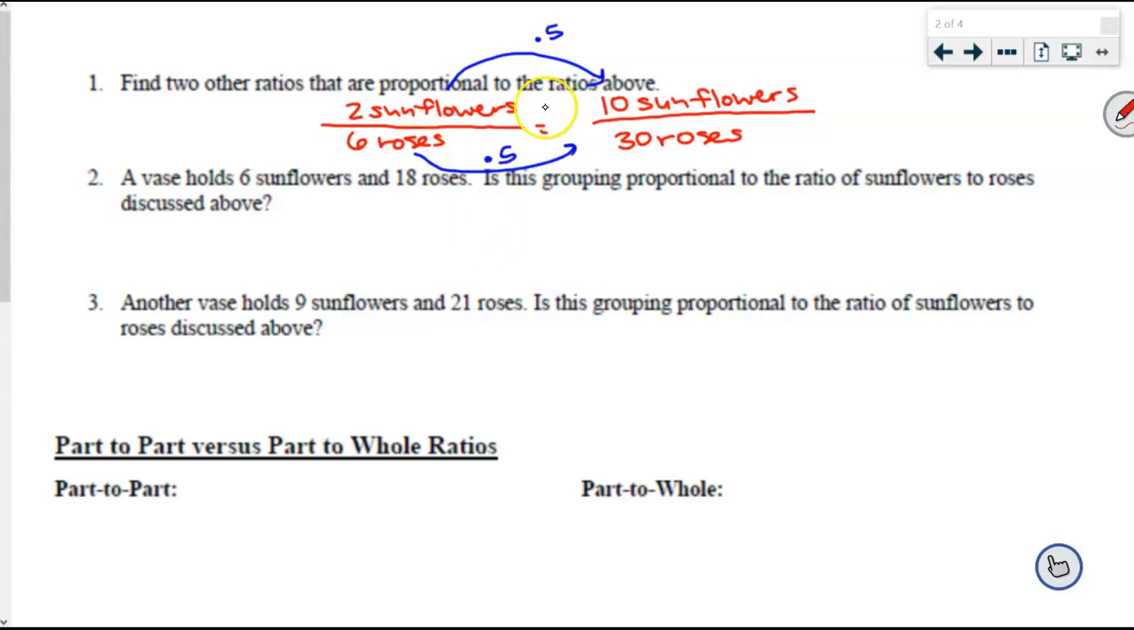Notice the relationship here. Notice what symbol I put in between them. I put the equal sign because it is proportional, which means we have equal ratios. So I'm going to show that they are equal or equivalent. Knowing that, I'm going to go ahead and make another equal sign as I call on Jaden.